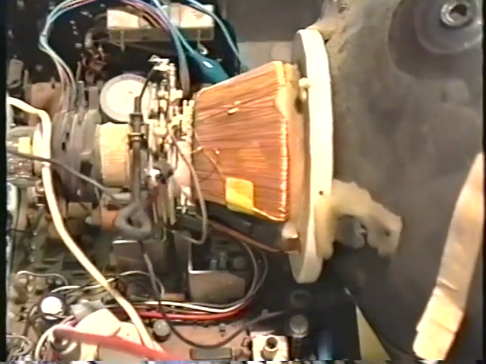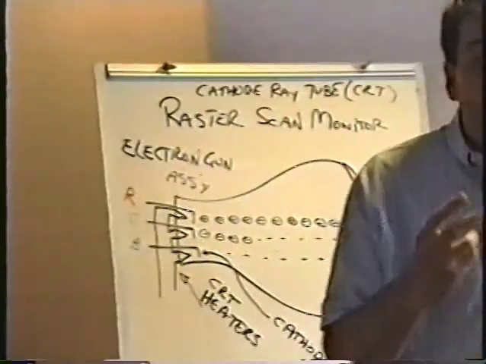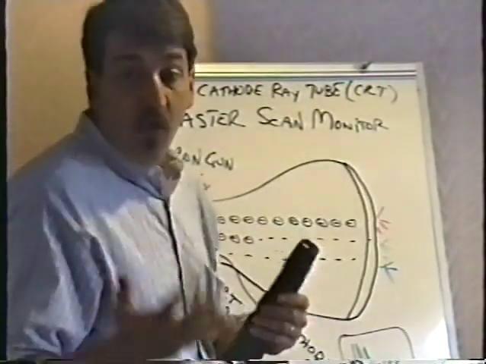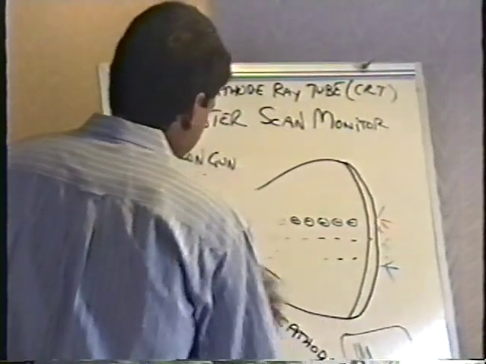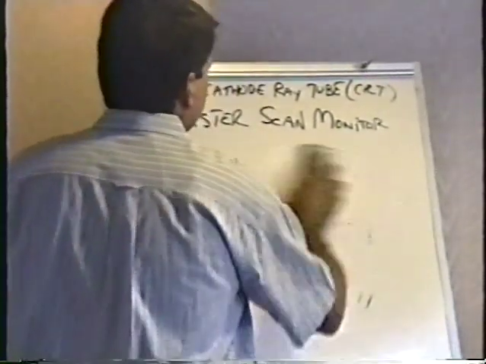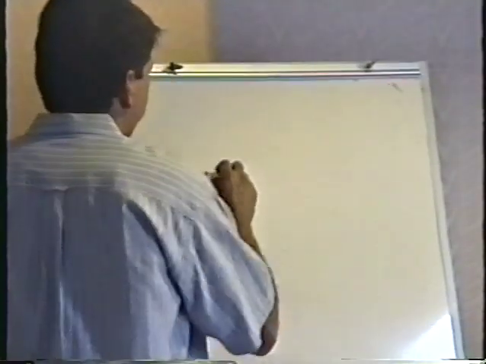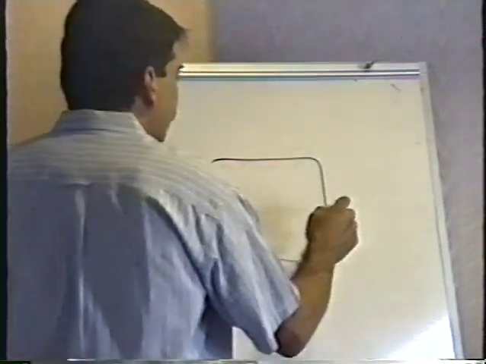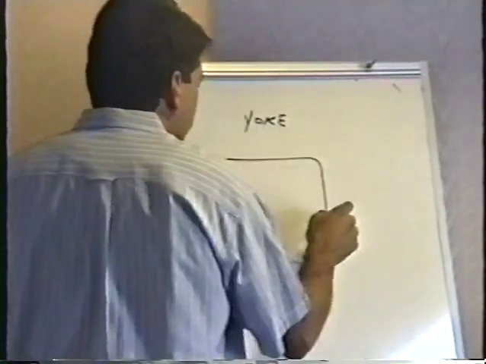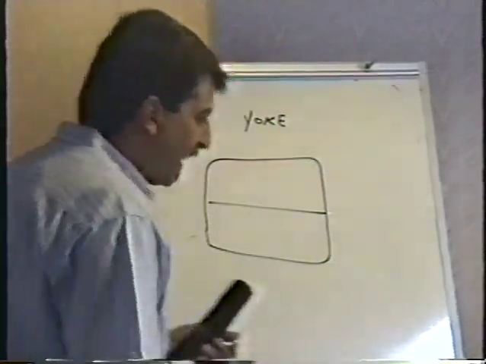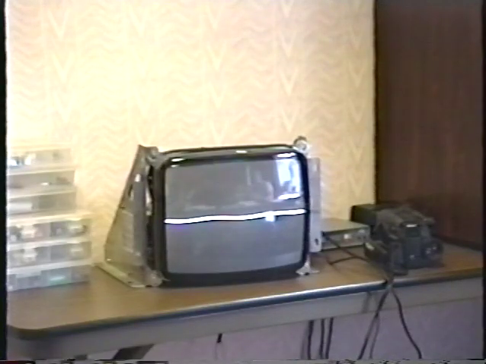Well, when I disconnected the yoke, what we ended up with was just the dot on the front of the screen. Now, there are actually two different coils in the yoke, Y-O-K-E. One of them, all it does is make the beam move left and right. This is called the horizontal deflection coil.